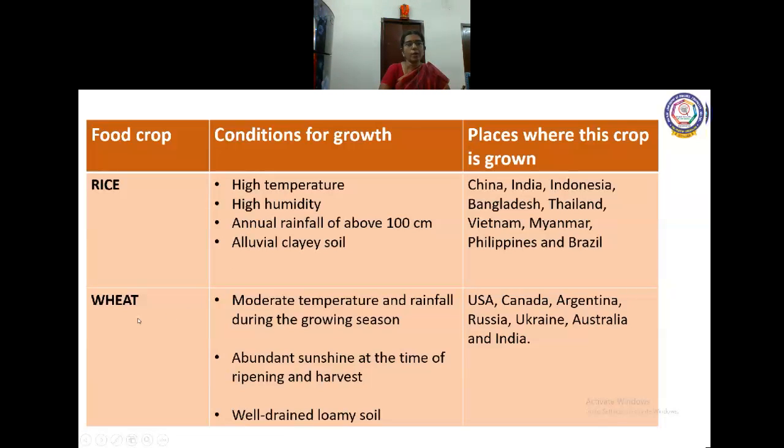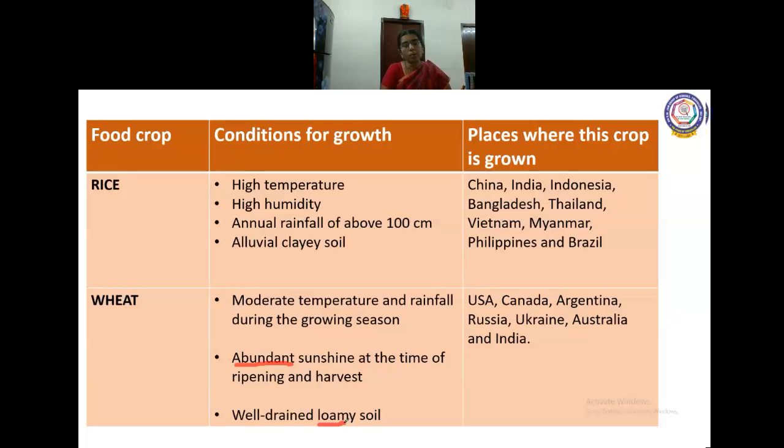When we move on to wheat, it is also the staple food in the mid-latitude countries. Moderate temperature and rainfall during the growing season is required. Abundant sunshine at the time of ripening and harvest, that is, bright sunshine is needed for wheat production. And well-drained loamy soil. What is this loamy soil? It is a combination of silt, clay and sand.